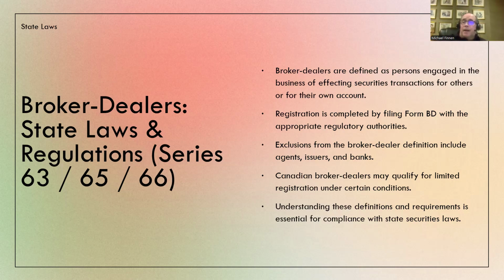So again, you've got to compartmentalize broker dealer, agent. A broker dealer is the entity. Agent is the person that represents the entity. IA is an entity. IAR is a person that represents the entity.